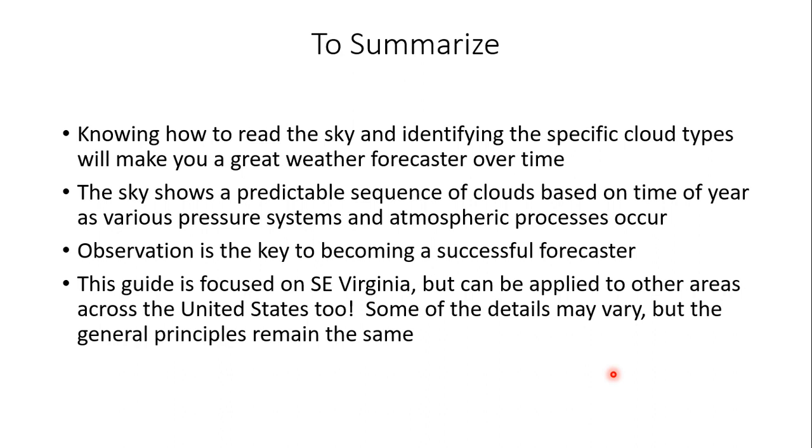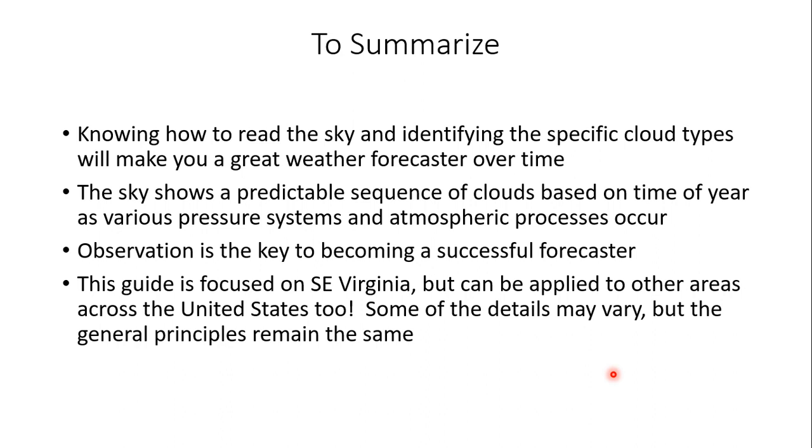Now, this guide is focused on southeastern Virginia, but as I mentioned, these types of clouds can be applied to all other areas of the U.S. as well. For example, on a stable atmospheric day, I'm going to see layered clouds, stratus. On an unstable weather day, I'm going to see more puffy clouds, cumulus. And that doesn't matter if I'm in Oklahoma, New England, the northern plain states, Minnesota, or down in Texas, it all is going to be the same.